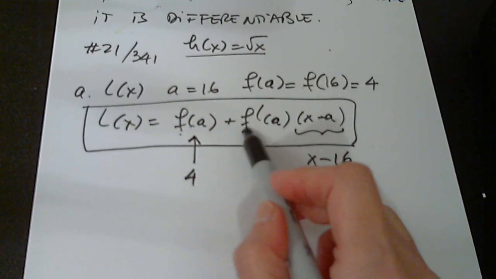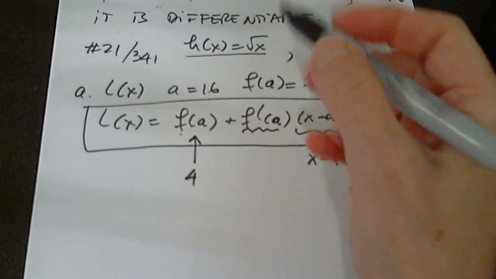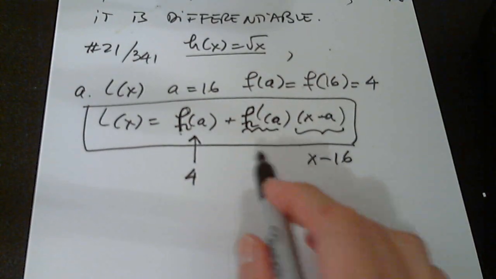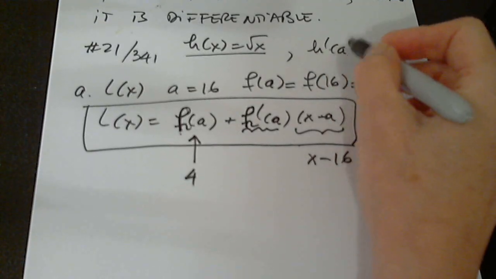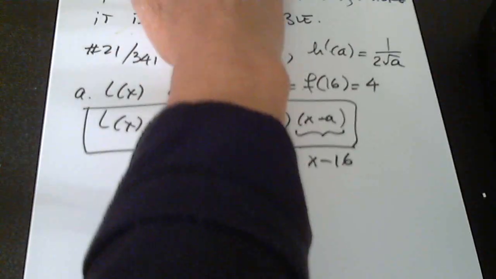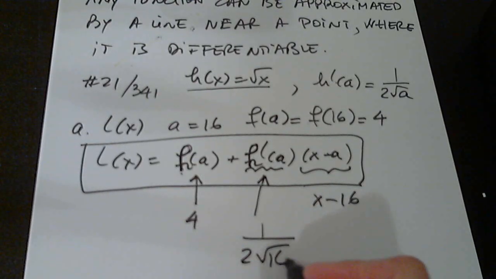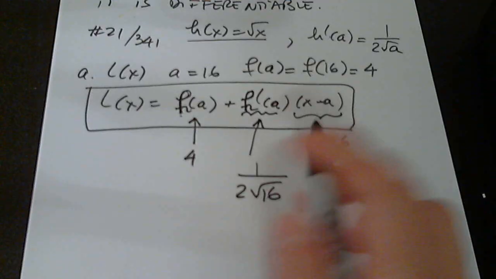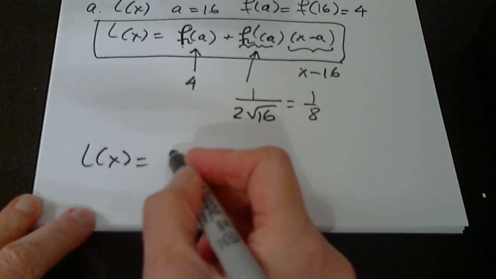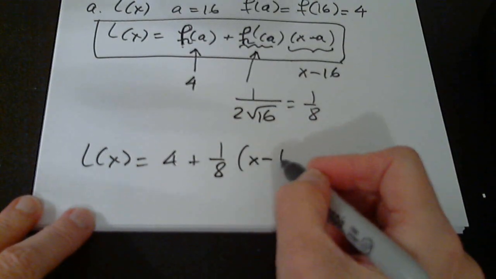All I have to do is differentiate the function, no problem. Sorry, I wrote f. So let me change it to h because I don't want you to get confused. So it's h of a. So h prime of a will be 1 over 2 the square root of a. So this will be 1 over 2 the square root of 16. The square root of 16 is 4. 4 times 2 is 8. So the linearization equals 4 plus 1 over 8 times x minus 16.